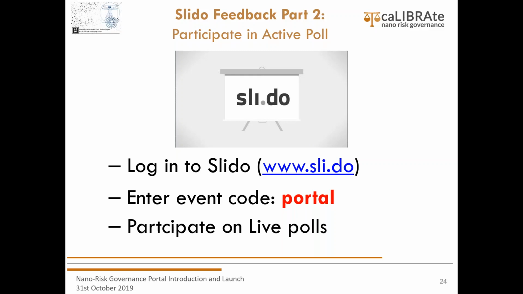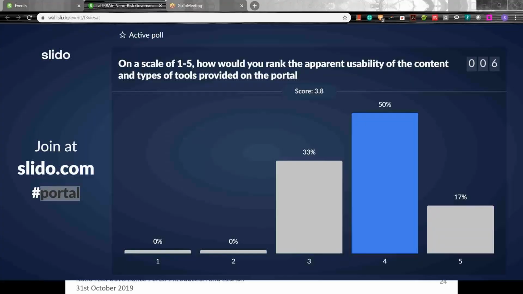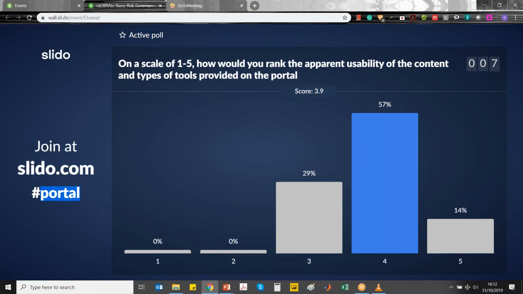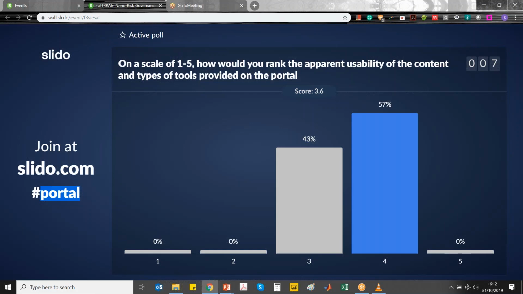Okay, now the last part of this presentation is another poll, which is on Slido again. I have already activated the third question for today, and that is, on a scale of 1 to 5, how would you rank the apparent usability of the content and the types of tools provided on the portal? And I can see that we already have six people who answered. So I would request everyone to answer this question.